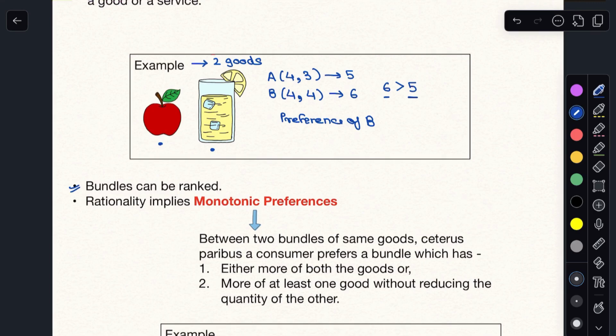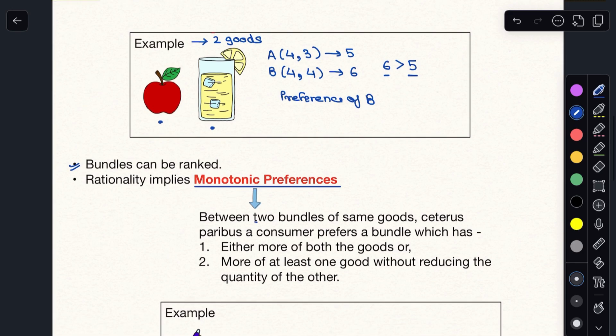But is there a rule that a consumer has to follow to do so? Yes, there actually is. We say that preferences are monotonic in nature. What does that entail? It means that between two bundles, ceteris paribus, a consumer prefers a bundle which has either more of both the goods or more of at least one good without reducing the quantity of the other good.